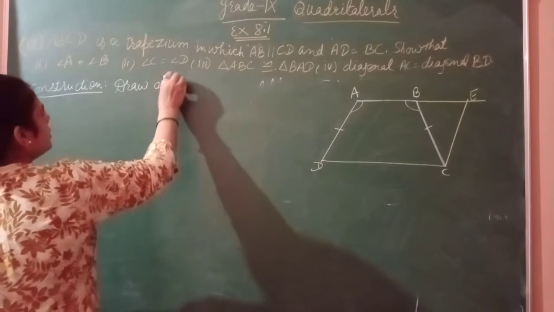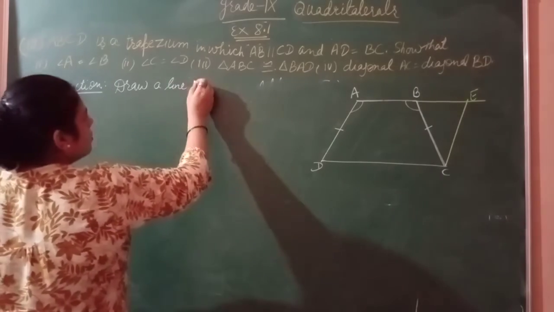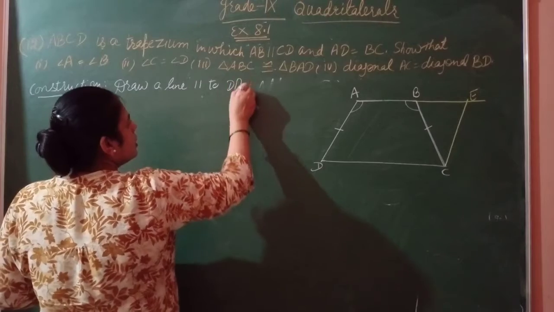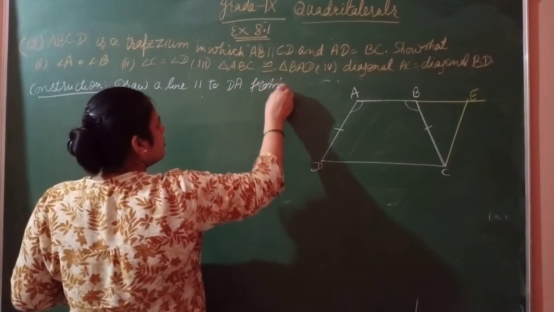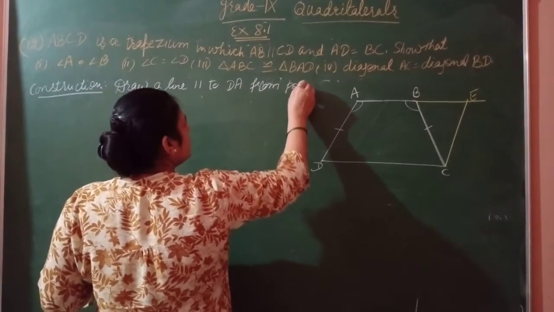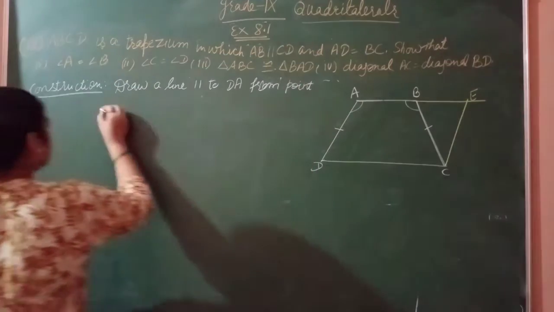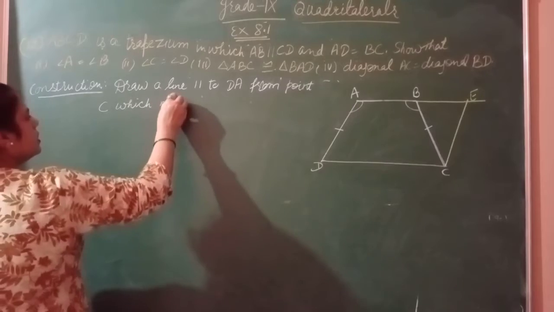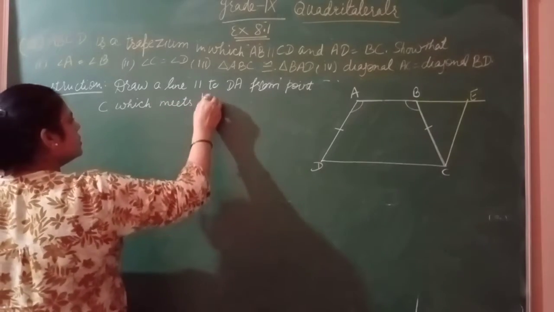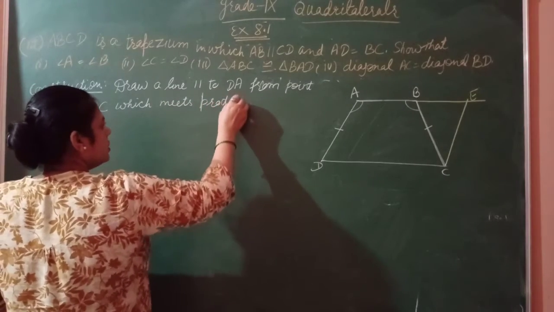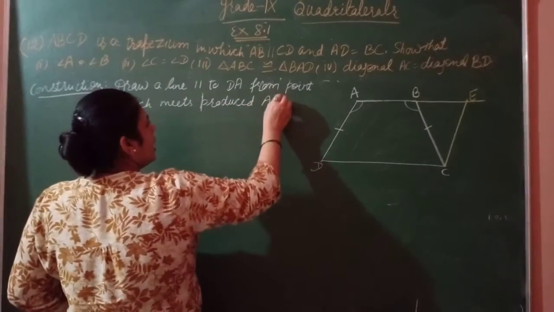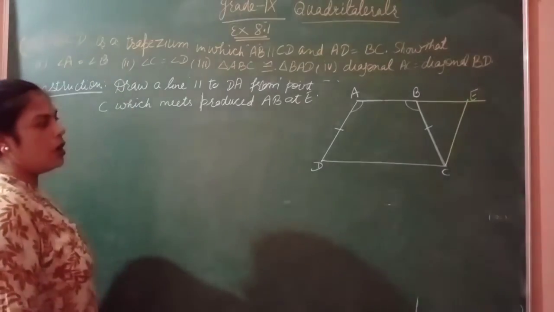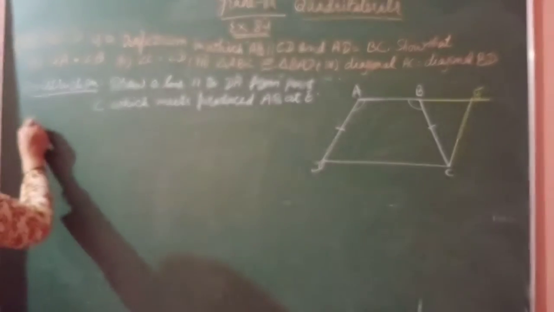So we draw a line parallel to DA from point C, which meets produced AB at E. Clear?